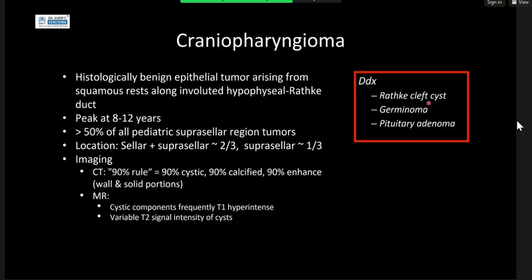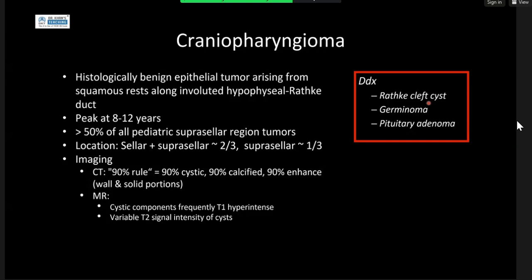There are two types normally. In the kids one, you've got the adamantinomatous, so it's mixed cystic solid, and of course you've got another one which is mostly solid. It's in adults. It's squamous papillary. Okay, it's a histologically benign tumor, and it arises along the hypophyseal duct, near the pituitary region. The peak age is 8 to 12 years old, and it's very common.